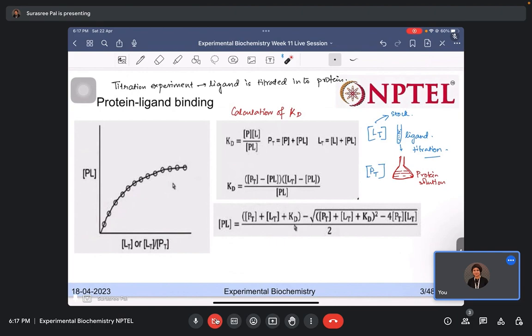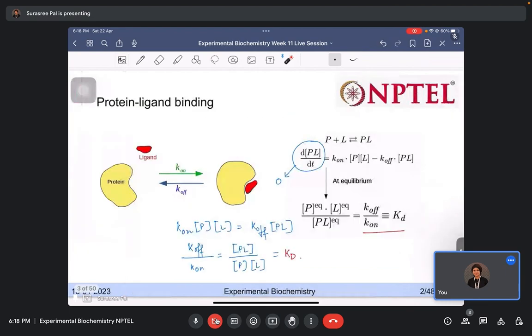So if we plot the protein-ligand complex concentration with respect to the total ligand concentration, we can see this kind of a graph, where it reaches saturation after some time. These are the experimental points, and this is the ligand concentration that you are adding. From this experiment, how can we calculate the dissociation constant, that is the Kd?